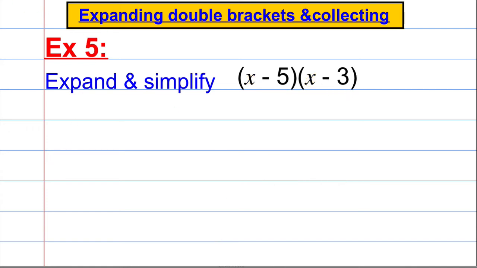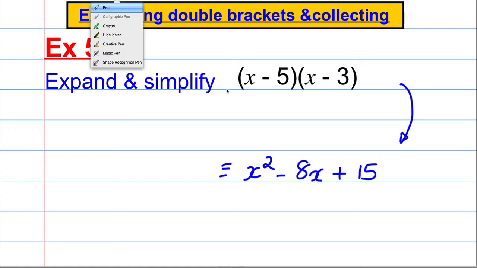Right, let's have a go at another one. They're both negative in this case, and I'm going to tell you the answer is x squared subtract 8x add 15. Think for a second if you can get from here to here in your head. Well, this is what I did.